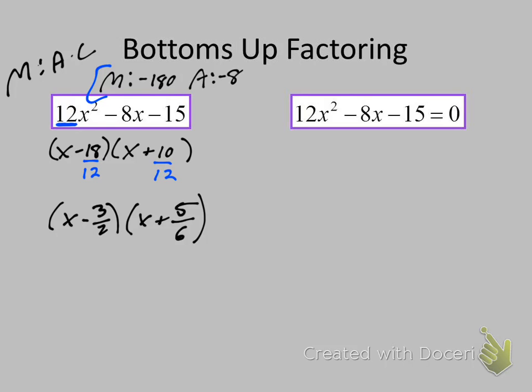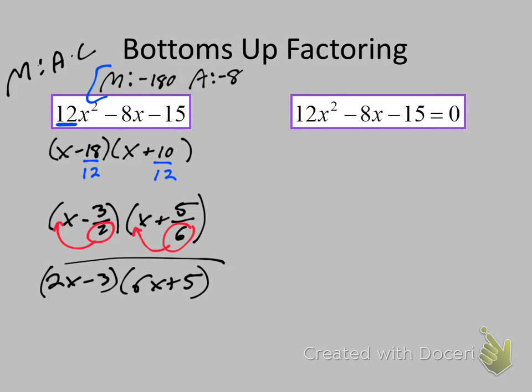Which still doesn't FOIL back to 12x squared minus 8x minus 15. So this is where the bottom goes up. The bottom goes up in front of the x. 2x minus 3, 6x plus 5.